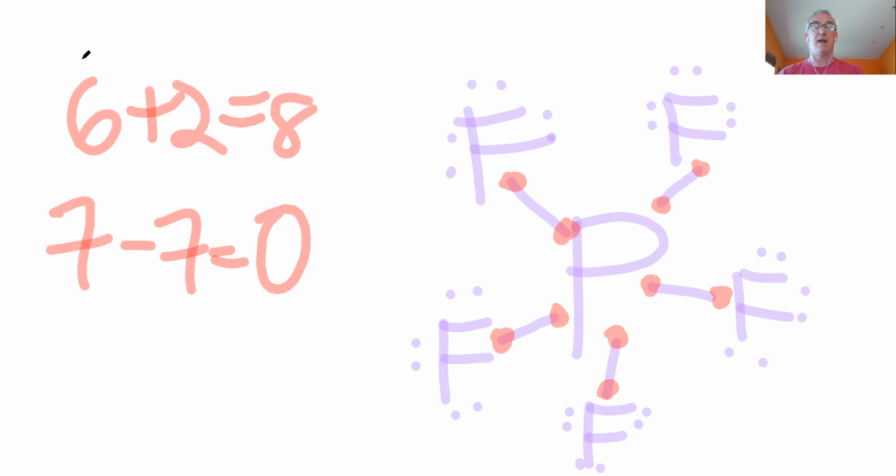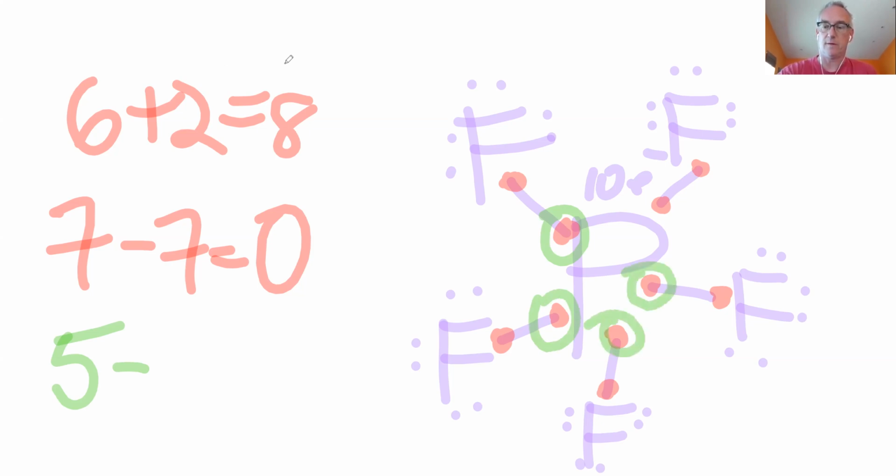Now let's look at the phosphorus. How many total electrons does phosphorus have? 10. That's right. Phosphorus has 10 electrons. It has 2 from each bond it can count in its total. So it has 10. It doesn't have 8. That's strange. But what is its formal charge? How many valence electrons does phosphorus have? 5. And how many does it have in this structure? It has 1 from each bond, so 5. So there's no charge on the phosphorus either.